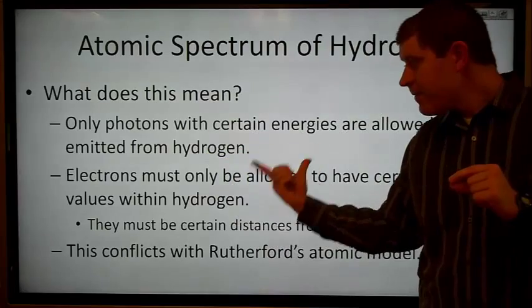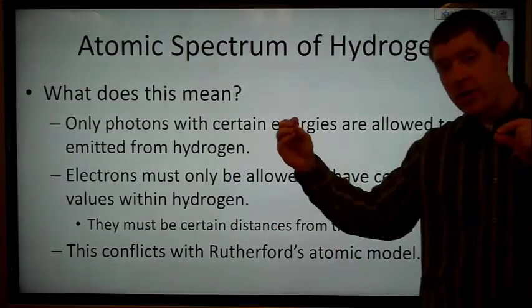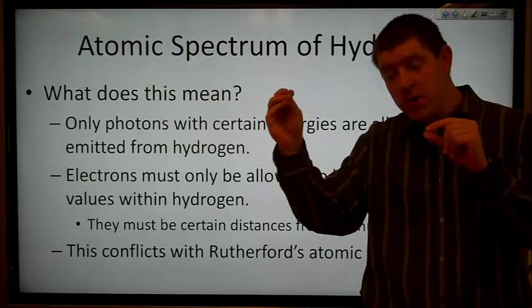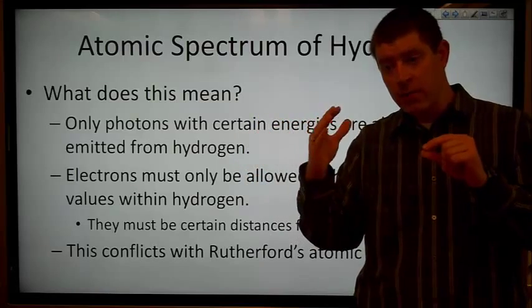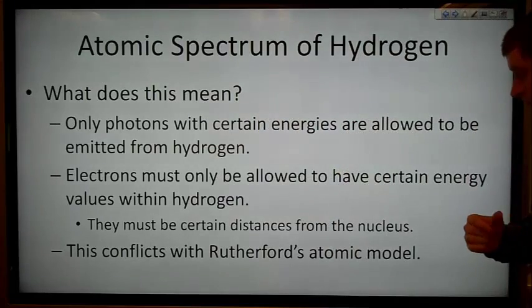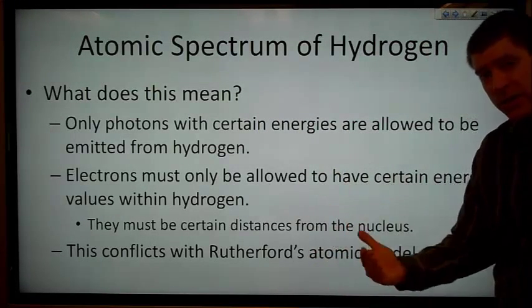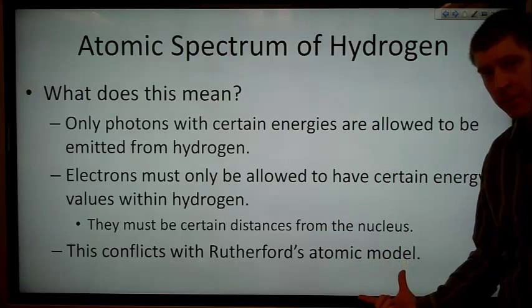Now, if the electrons can only have certain energy values, that means that the electrons can only be certain distances away. And most of the distances must not be allowed. The electron must only be able to have certain distances out from the nucleus. But this idea of only certain distances being allowed conflicts with Rutherford's atomic model.